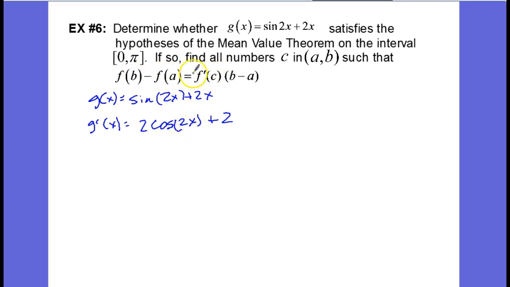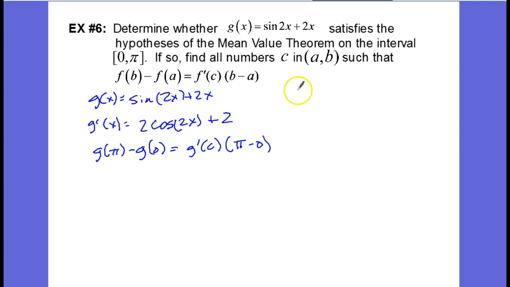Now, this is just a rearranging of the average rate of change equal to the instantaneous rate of change. They just multiplied through by b minus a. And you can use either representation of the mean value theorem, but since they've written it like this, we'll use it like this. So it's going to be g of pi minus g of 0 is equal to g prime of c times pi minus 0.